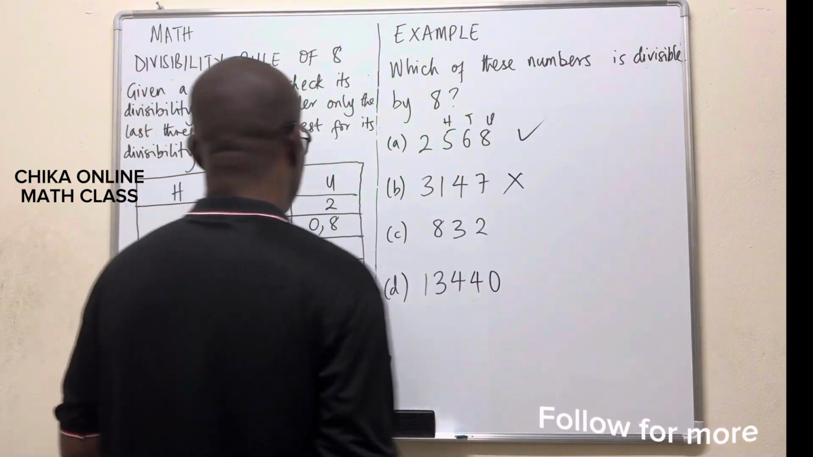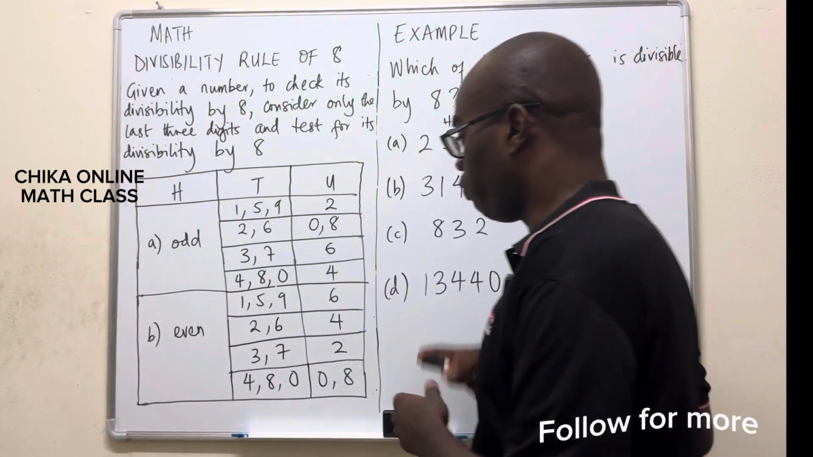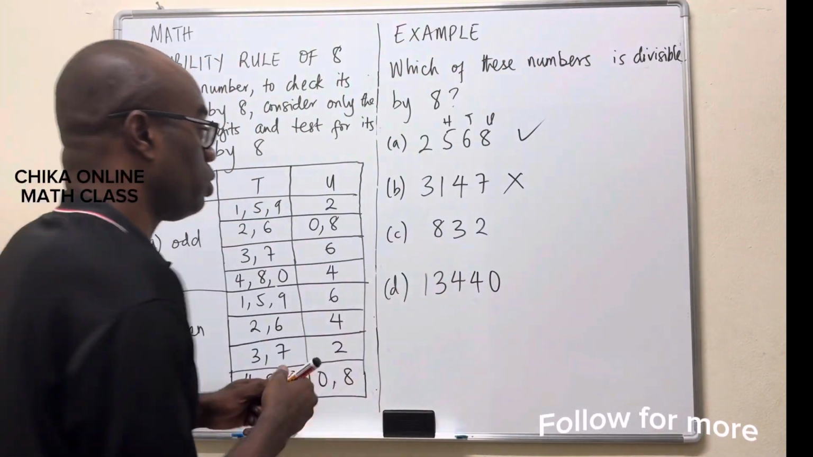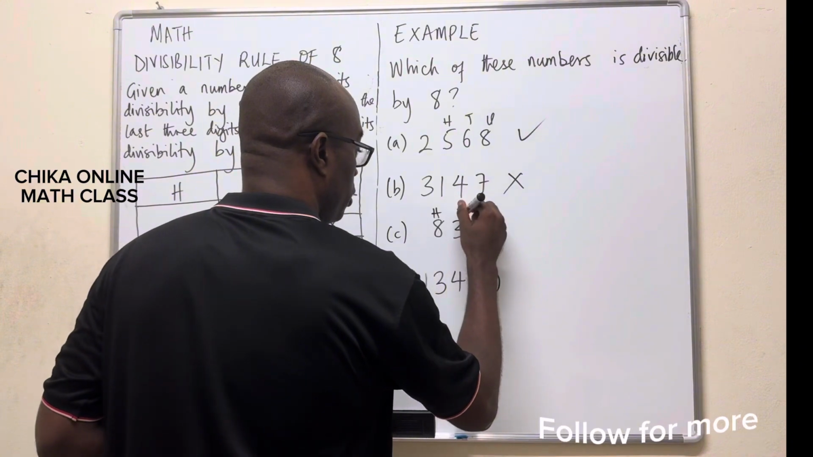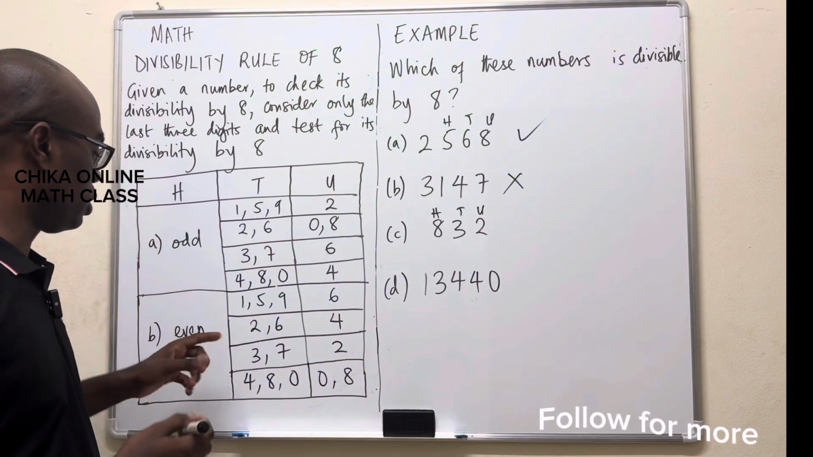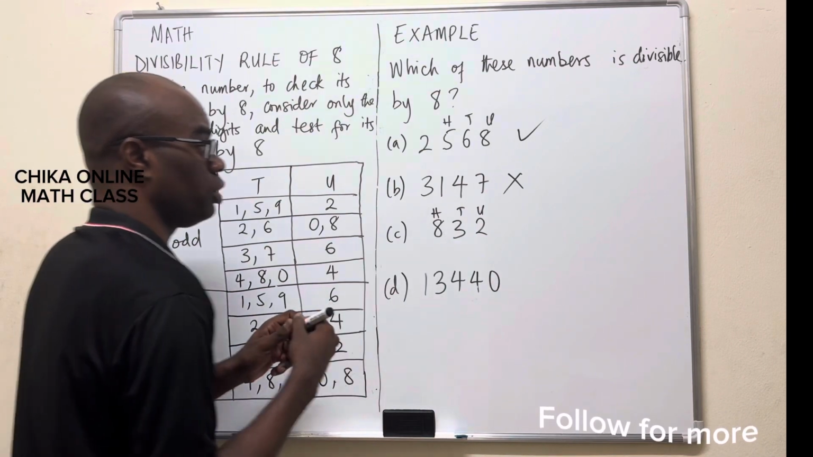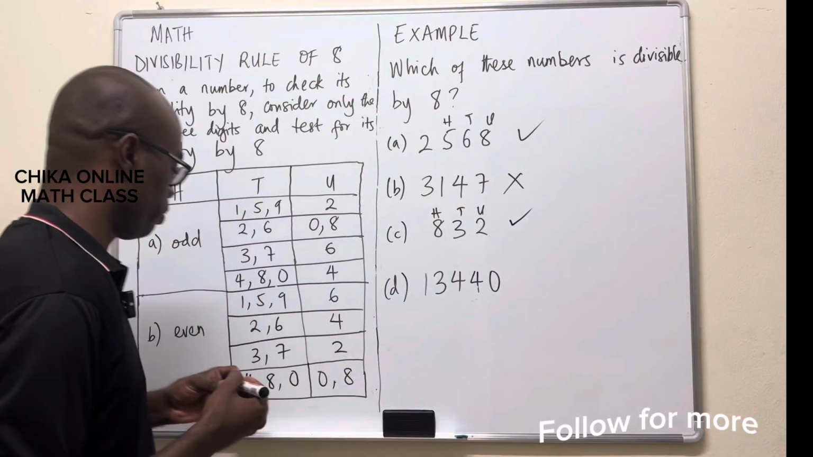So let's look at this one, 832. For 832, of course, it's only 3 digits, so we just say hundreds, tens and units. The hundreds term is 8, which is even. So tens is 3 and the unit is 2. So this is divisible by 8.